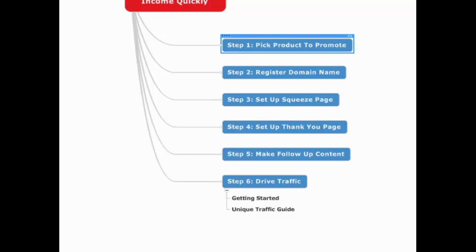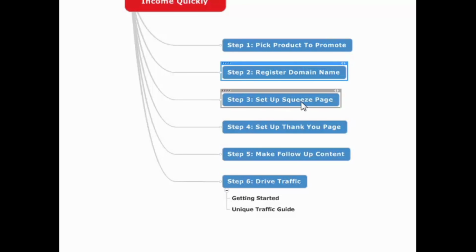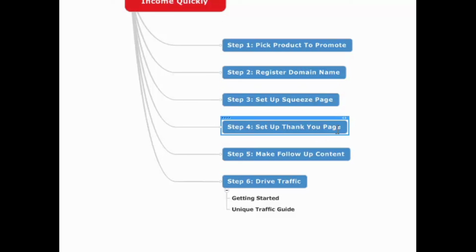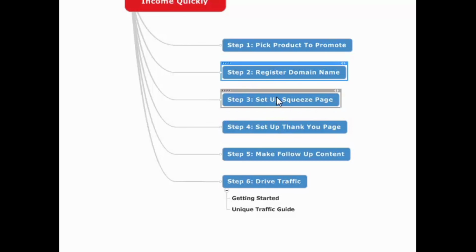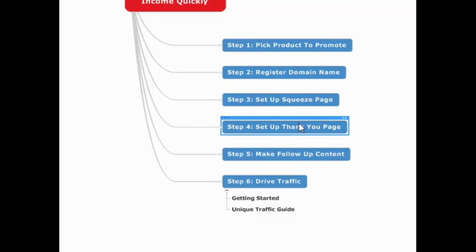All right, and so the next thing I need to do is register a domain and set up a squeeze page and a thank you page and make my review. So in the next video, we're going to talk about these three steps: registering the domain, setting up a squeeze page, setting up the thank you page, and making the review of the product. And I'll show you exactly what to do, as well as provide you with a template that follows the same story plot.